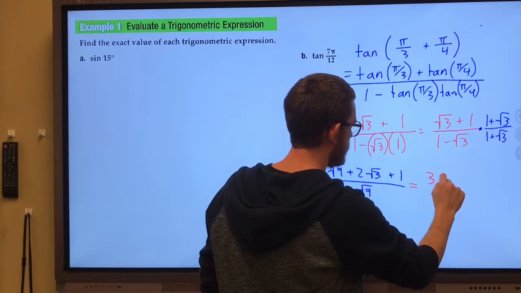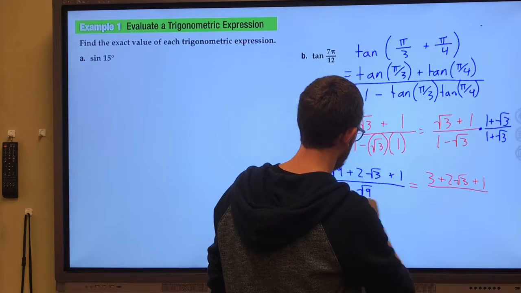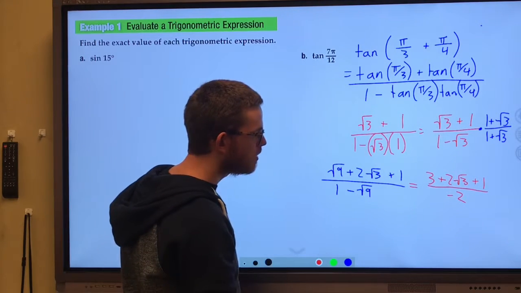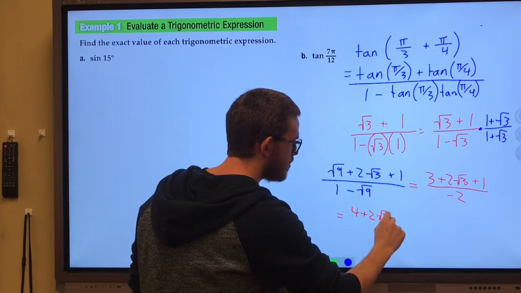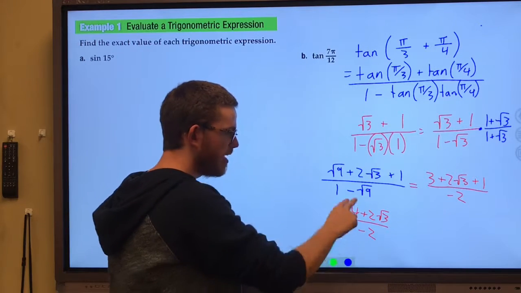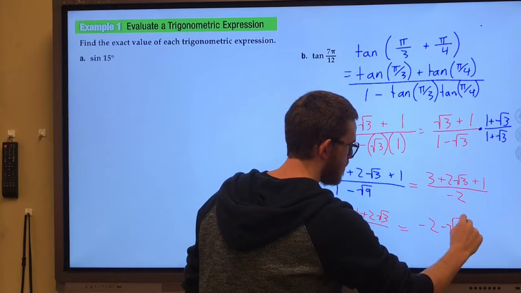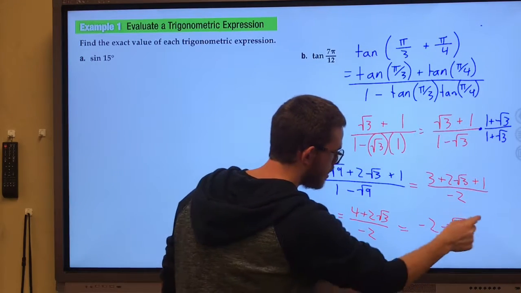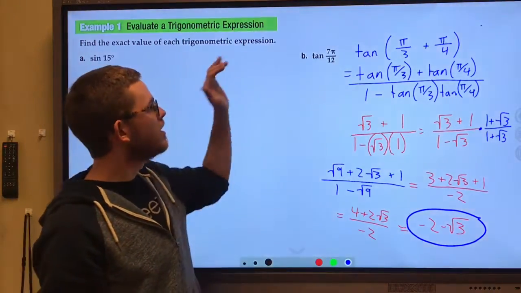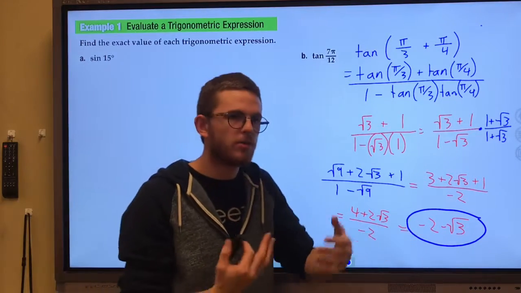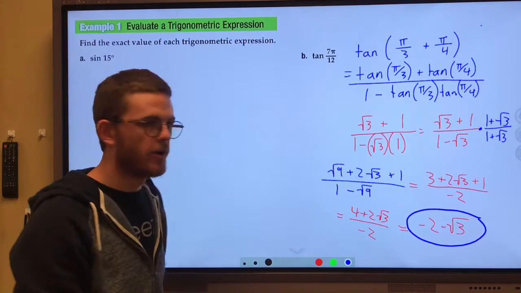We clean some things up. This becomes 3 plus 2 root 3 plus 1 over negative 2. Continue cleaning it up. We get 4 plus 2 root 3 over negative 2. Divide everything by negative 2, and we get negative 2 minus root 3 as our most simplified value. You can always double check this. Type that in your calculator, make sure that the decimals are the same. That's what our answer should come out to be.